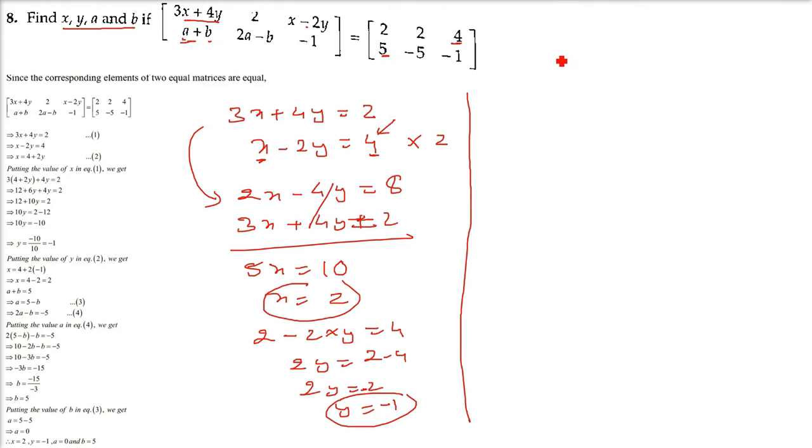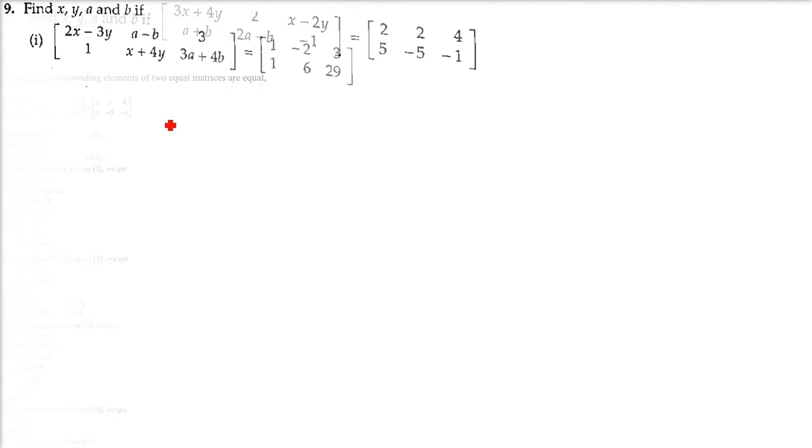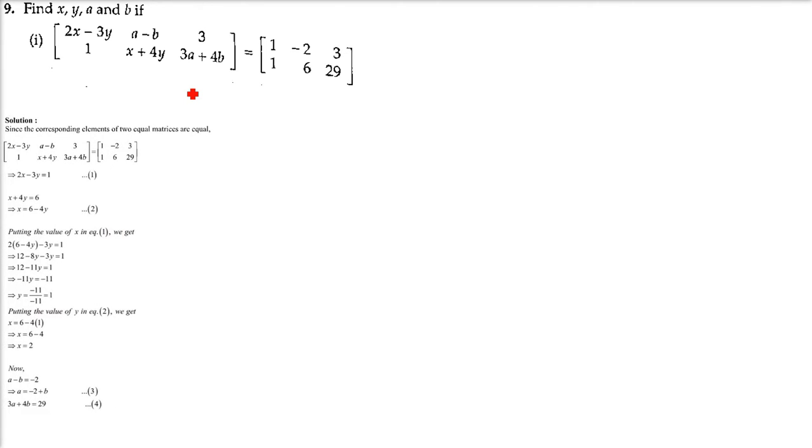Coming to a and b now. So a plus b equals now, which one is there? 5. And 2a minus b is equal to negative 5. Now just add these. We get a plus 2a, that is 3a equals 0. A is equal to 0 here. Now b is, just put a as 0 in any of the equation, b is going to be also 5. Similarly, in this also you just have to equate the values. So we have to find out x, y, and a and b in the similar way.